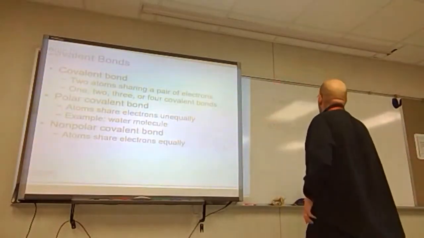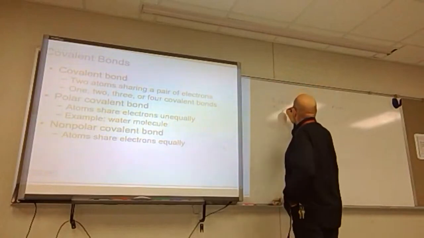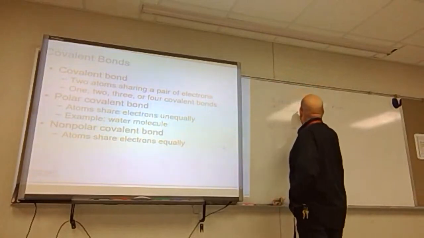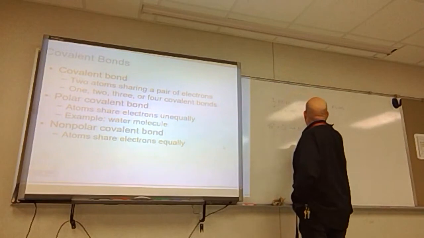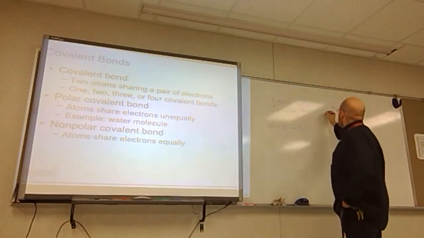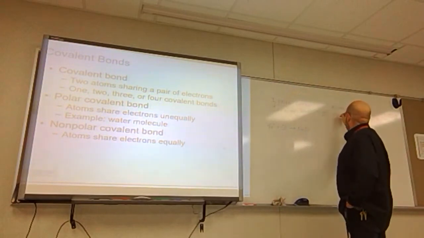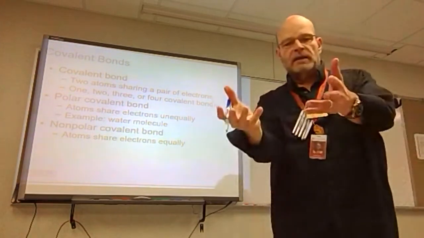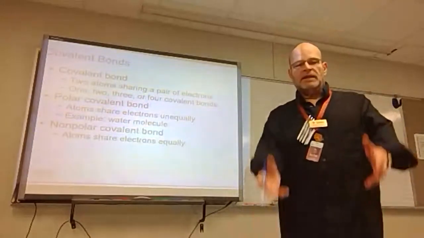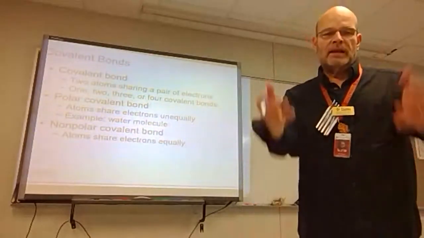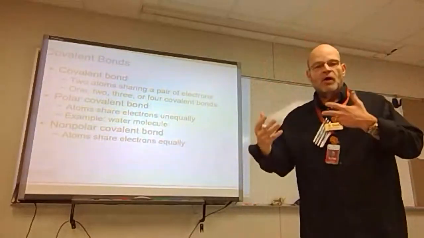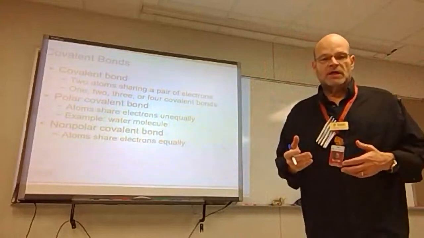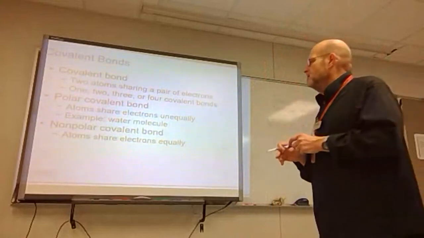A covalent bond, on the other hand, the electrons are being shared. I've got an electron, you've got an electron, I'm willing to let you have mine for a little while, you're willing to let me have yours for a little while. We are sharing that electron. That is a covalent bond.